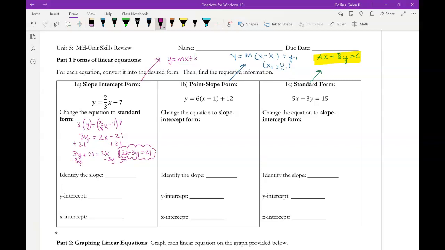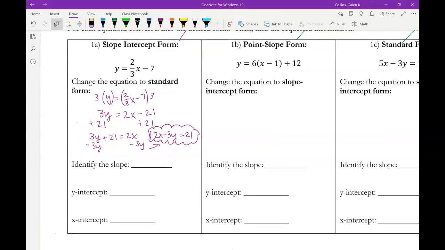So we were asked to identify our slope, our y-intercept, and our x-intercept. And both of those we could observe more easily from the original slope-intercept form. So our slope is 2/3. Our y-intercept is the ordered pair (0, -7). Remember, our y-intercept occurs when x equals 0. So another way we could have gotten that was by substituting 0 for x.